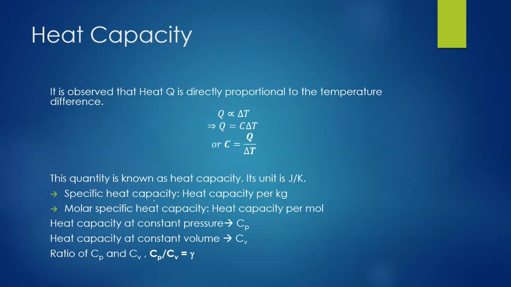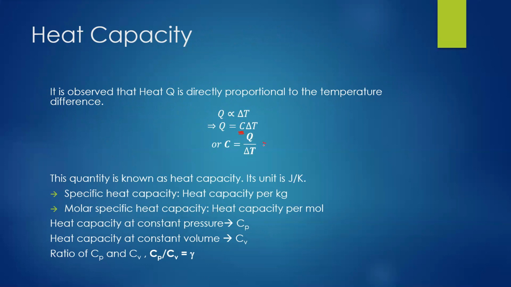Now we come to another term, that is heat capacity. You have just seen that heat transfer takes place due to temperature difference, right? So the amount of heat that would be transferred is directly proportional to temperature difference. When we remove this proportionality sign, we get C, a constant of proportionality, which gives us C equals Q, the heat transferred, upon delta T.